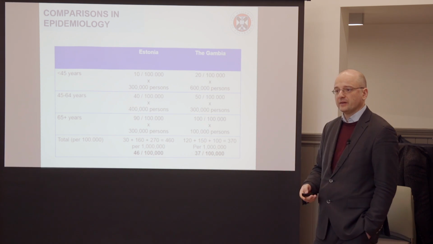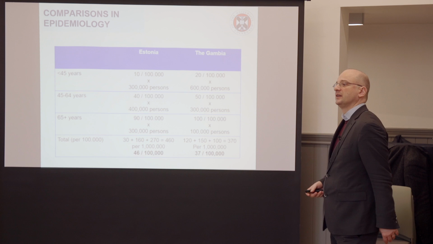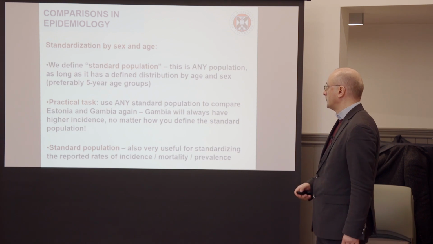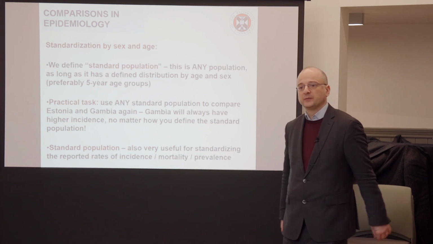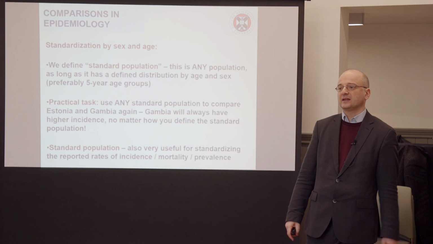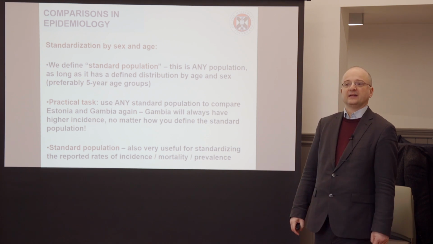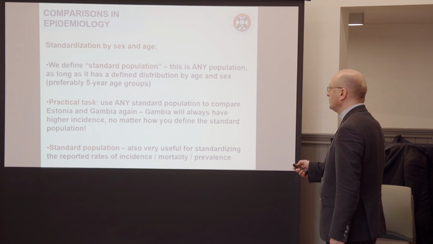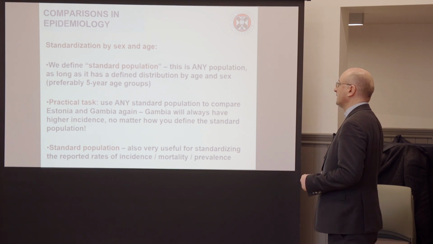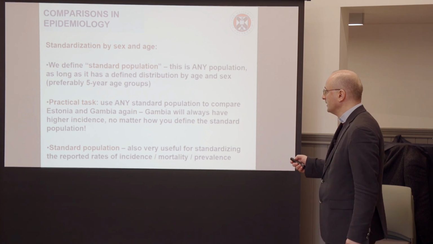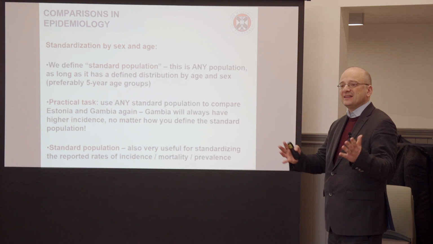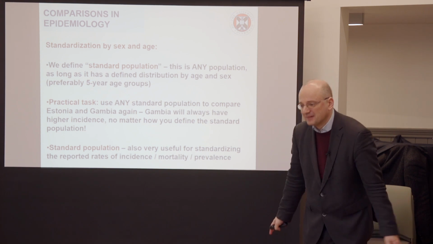But that's not very obvious because of the age distribution of this disease, all right? And the population. So you have to standardize. Before you compare incidences, you have to standardize at least by sex and age. And how do you do this? You introduce something which we call standard population. And how do we define standard population? Well, this is the beauty of it. It can be anything. It doesn't matter.